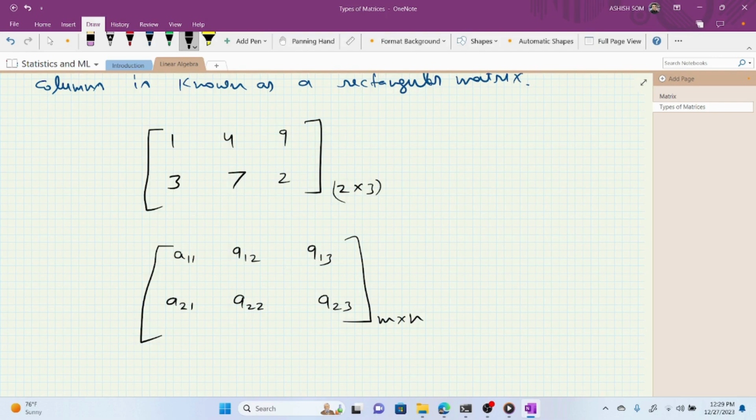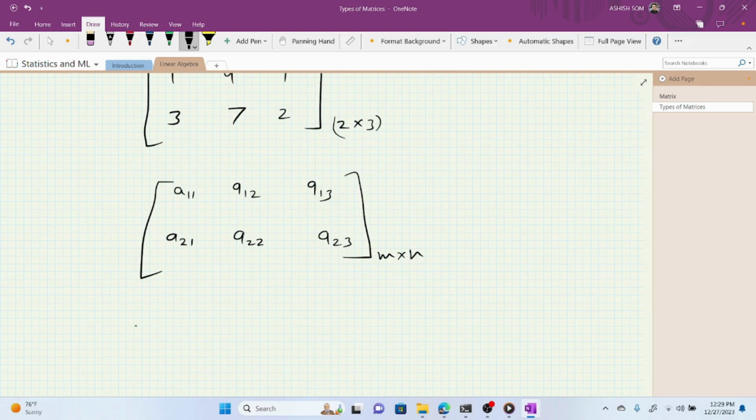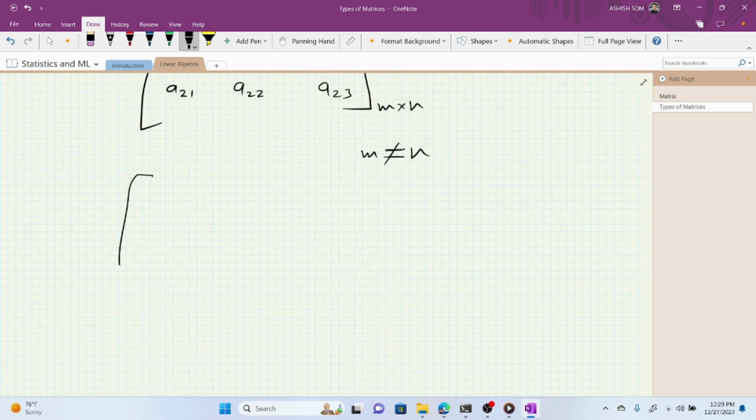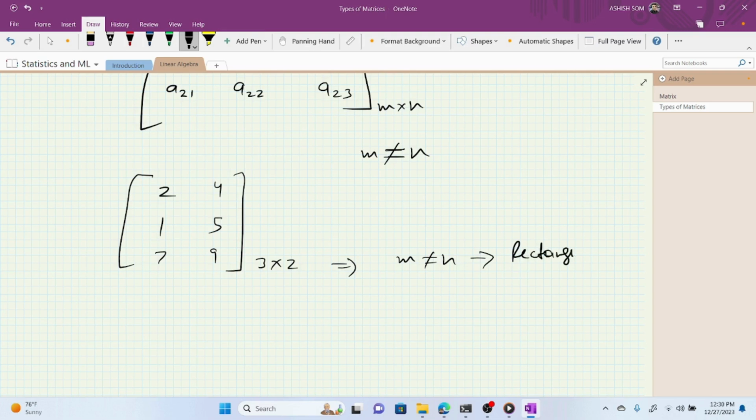So whenever we have a matrix of m into n shape, it will be a rectangular matrix if m is not equal to n. If m is not equal to n, then we can say yes, it is a rectangular matrix. Fine. If I have some matrix like this, for example, 2 1 4 5, and let's say 7 9, it is a 3 by 2 matrix. So here again it follows the condition m is not equal to n, so we can say it is a rectangular matrix.